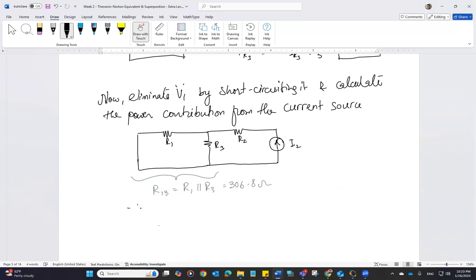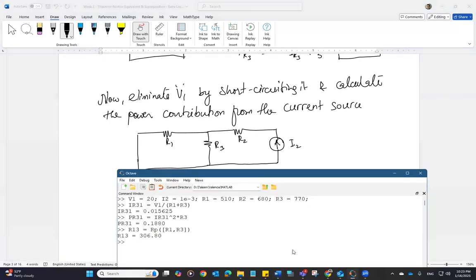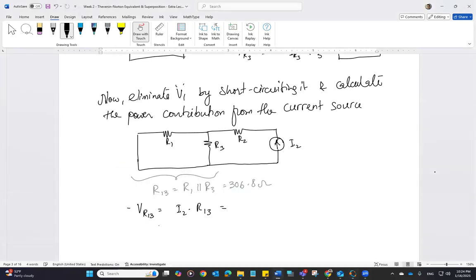So VR13 will be equal to I2 times R13, which is 0.3068 volt. And that VR13, remember, is going to be the same across both R3 and R1 because they are parallel to each other.